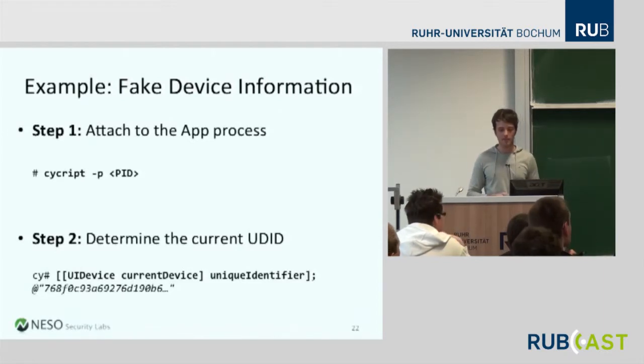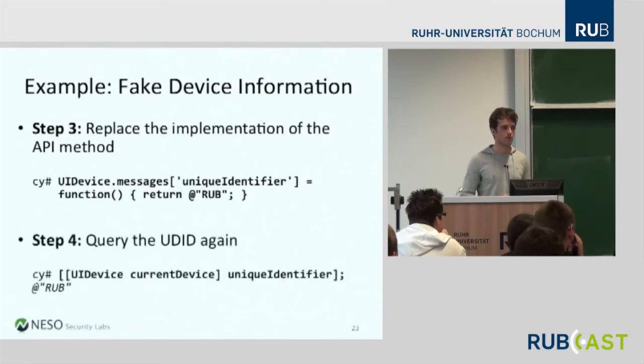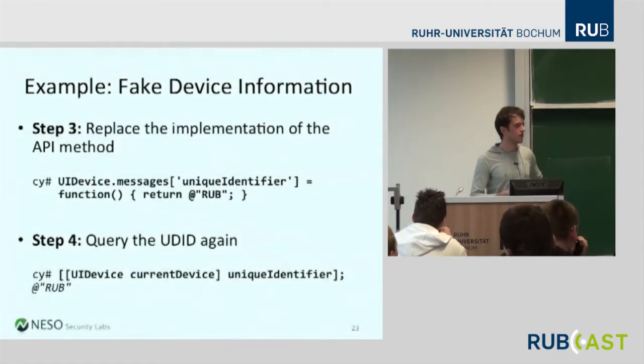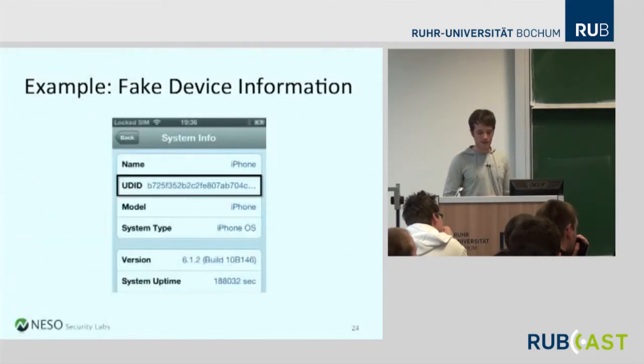You could even replace implementations of API methods. So this is the example which I showed you earlier with the static library, just transferred to Cycript. Every time the UIDevice class receives a message to call the unique identifier method, it will return ROB. These modifications are specific to the one app in scope, whereas a library can be used to intercept flows within more than one app at the same time. Then, querying the unique device ID again, this app will assume it is ROB. This is an app from the Apple App Store, just to demonstrate that it really works. And this shows you the result of our runtime modifications.